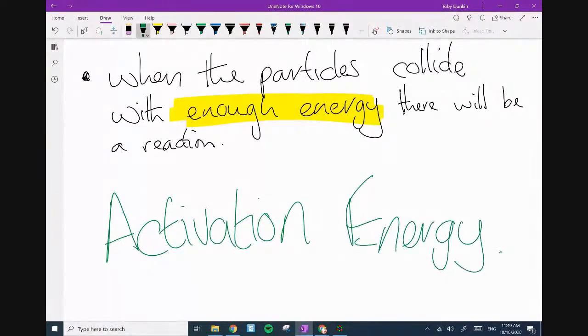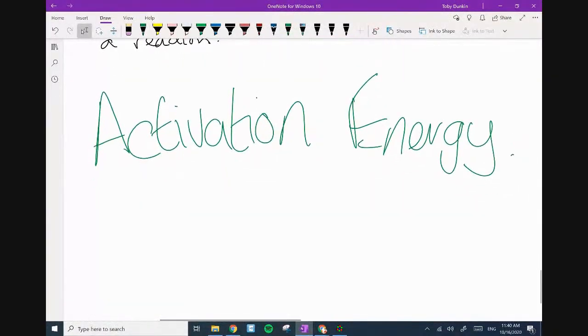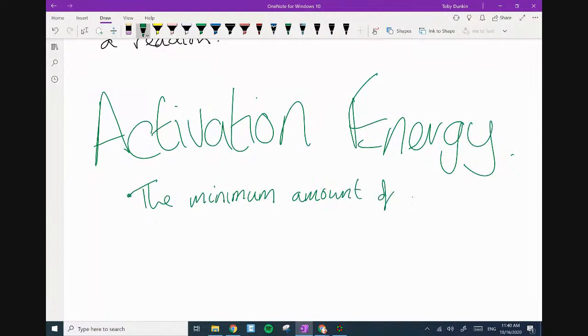Activation energy. Now this has a definition. The minimum amount of energy required for a successful collision.